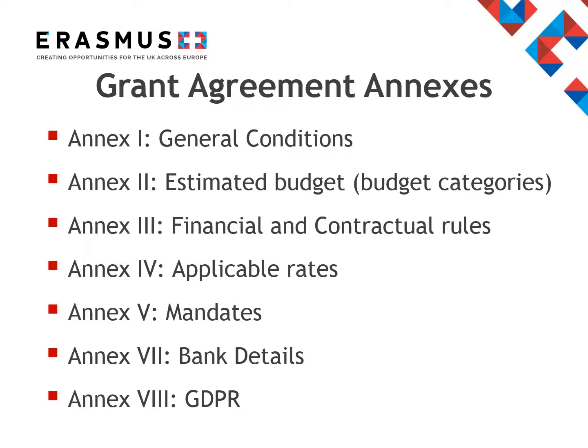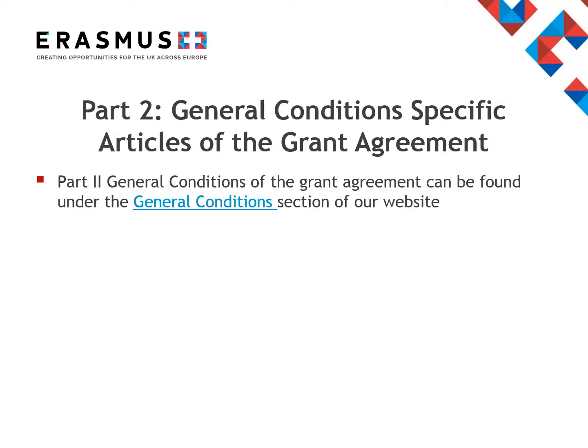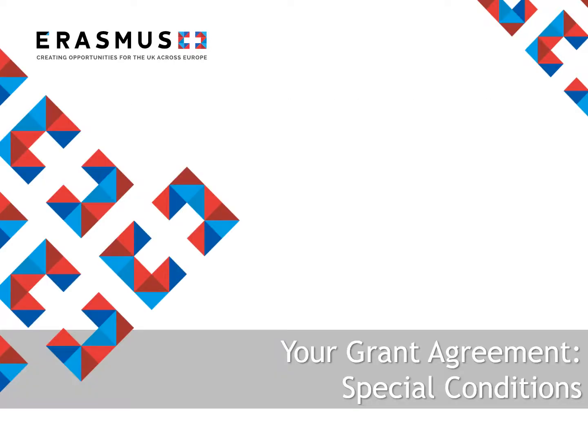Annex 4 also details the unit costs and applicable rates that apply to your project. You will have also received a bank details form, and you would need to return this along with 2 copies of your grant agreement. Part 2, the general conditions of your grant agreement, can be found under the general conditions section of our website. You can see a link on the slide here. Next, we'll begin by looking at the special conditions of your grant agreement.